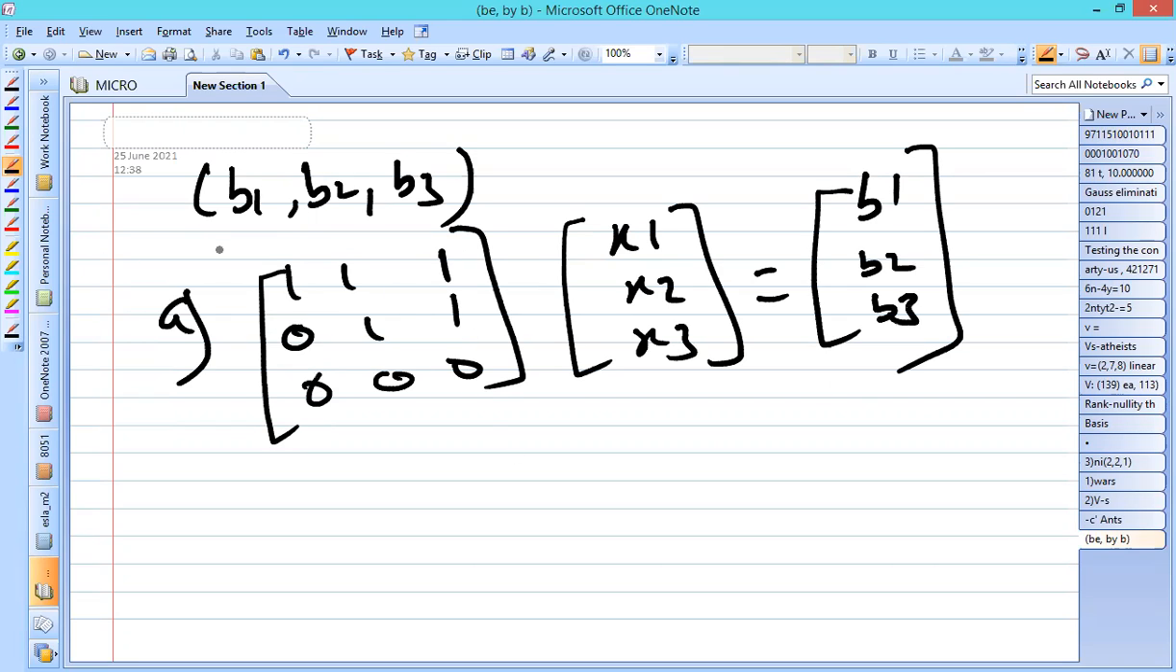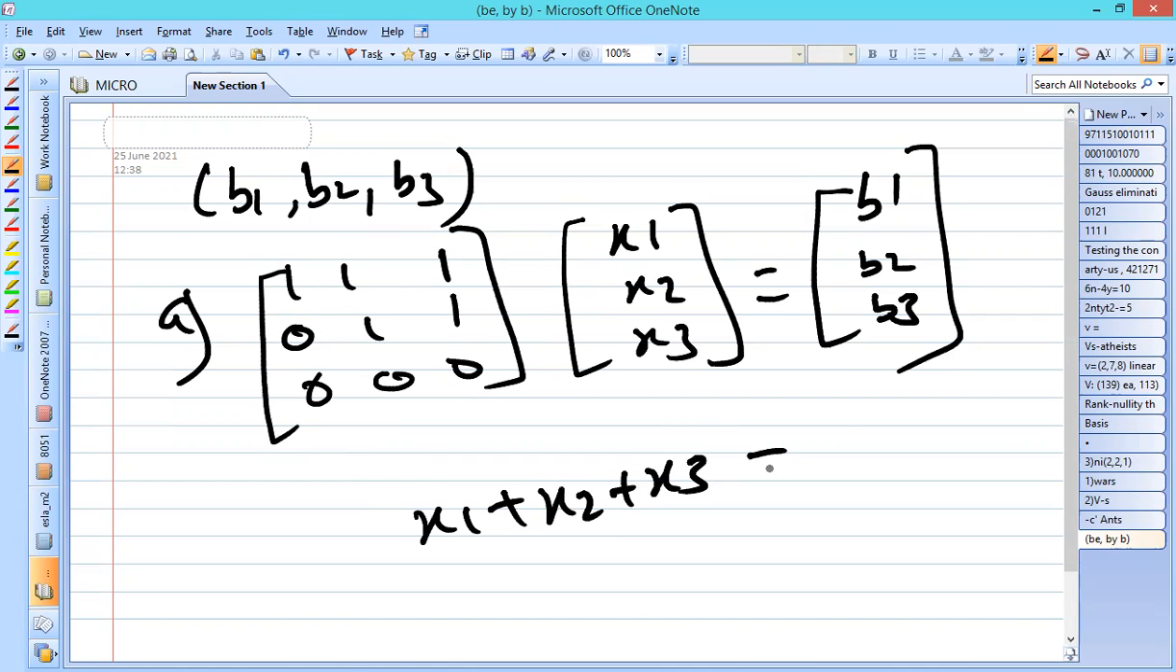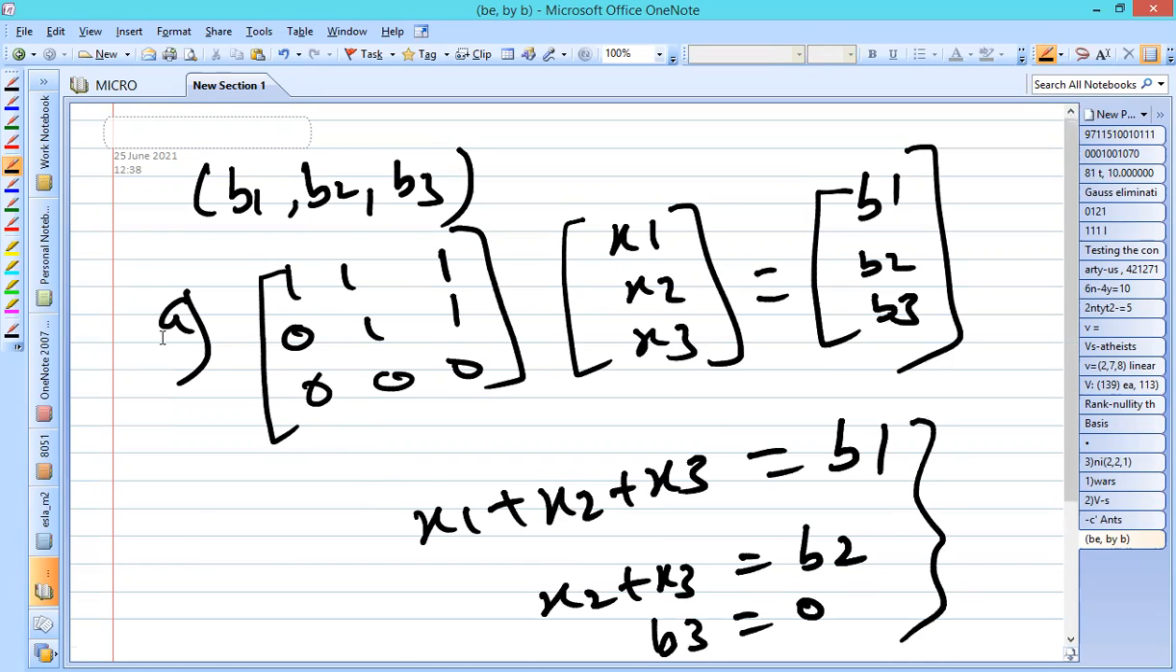What is the condition on b1, b2, b3 in order to have a solution for this given matrix? Simply we can write x1 plus x2 plus x3, that is 1 into x1 plus 1 into x2 plus 1 into x3 is equal to b1, and x2 plus x3 is equal to b2, and b3 will be equal to 0. For these conditions on b1, b2, b3, the given system can have a solution.